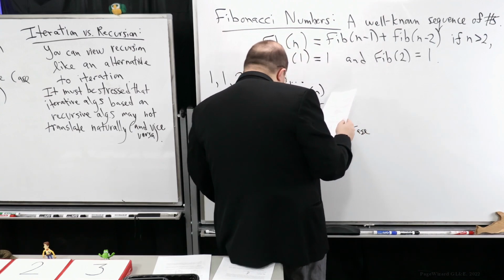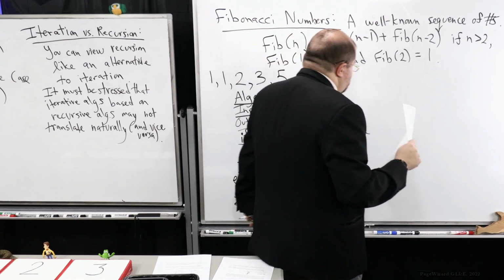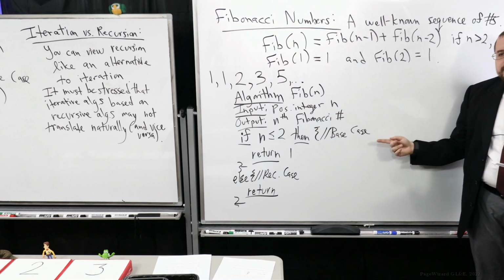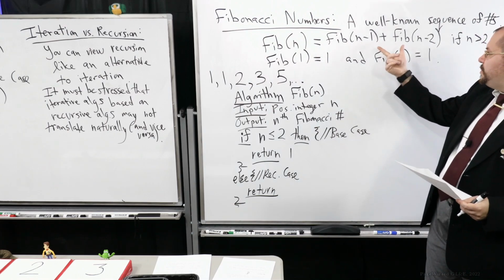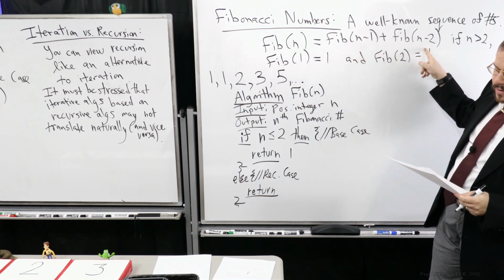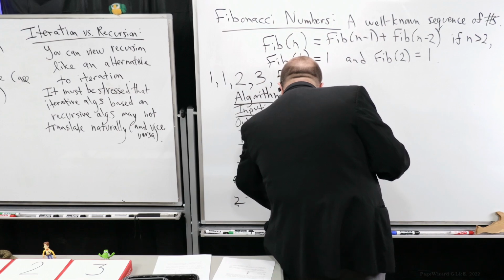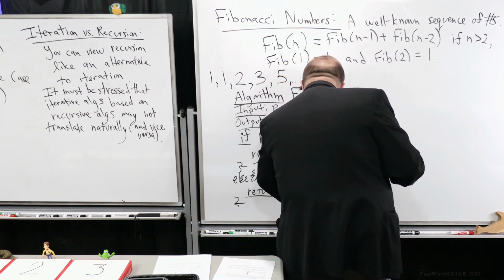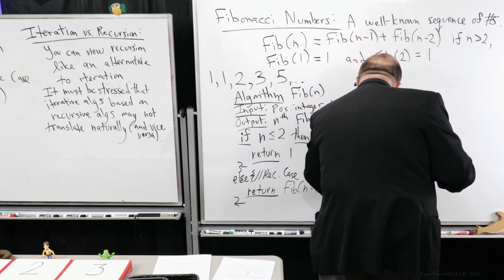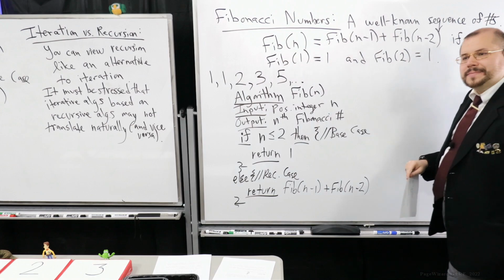And how do we answer that question? Well, we're going to return the answer to the question. Well, the recursive definition says you add this one to that one. So let's just do that here. Fib of n minus 1 plus fib of n minus 2. And there we go. That's it.